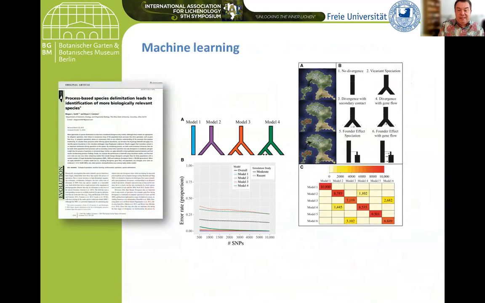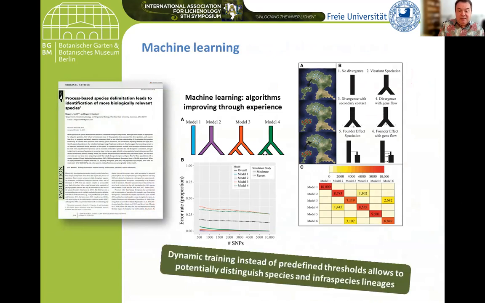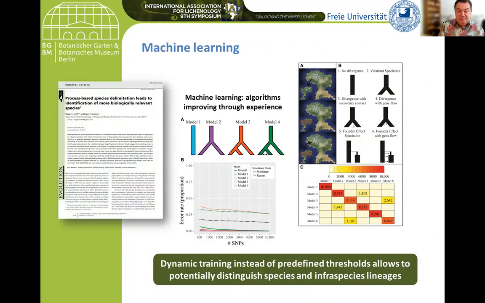And one very exciting aspect that is coming up now is machine learning. And oftentimes it's a bit difficult to envision what machine learning actually means. It basically means that you have algorithms that, instead of using predefined thresholds or conditions, are trained through experience, through training samples, for example.